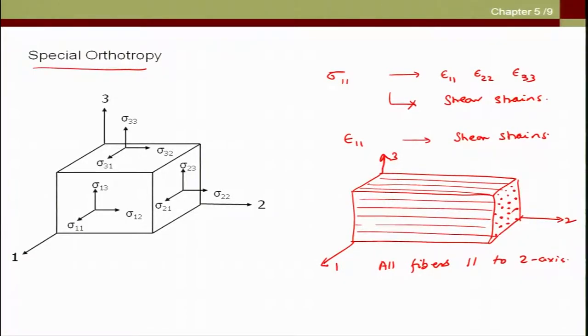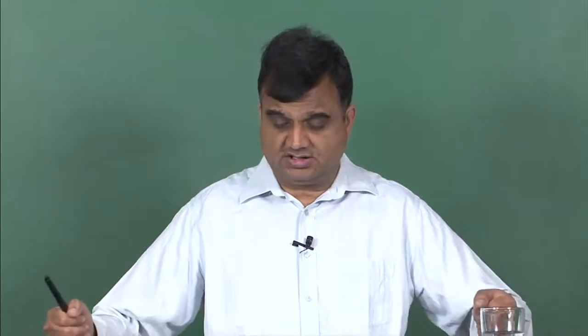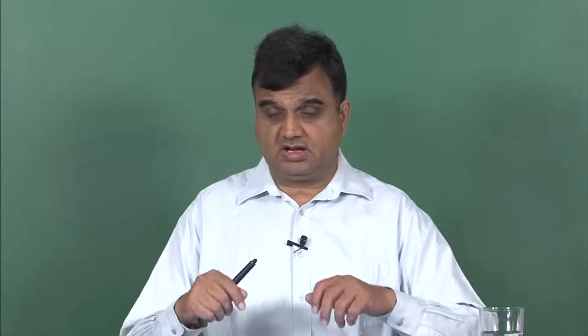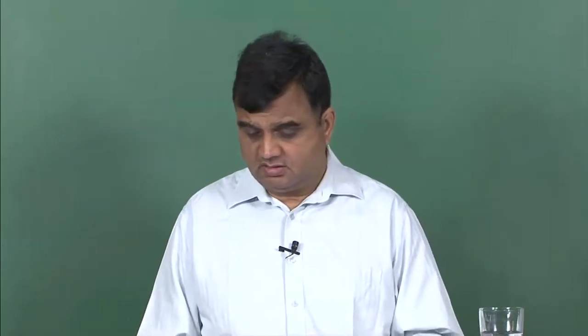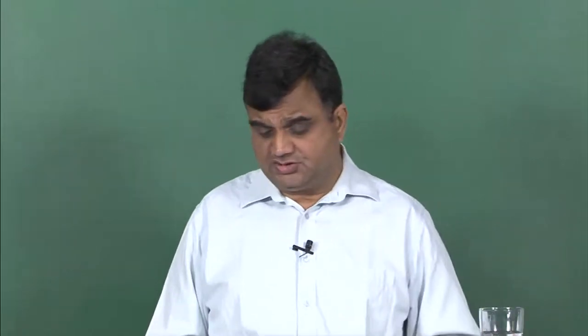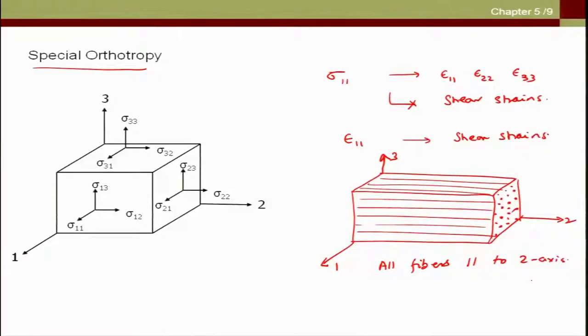This is the physical structure, and if I pull such a structure in the 2 direction, only in the length direction, there is no reason we should expect it to deform in shear, right? Physically, intuitively, that is what we would expect, and that is exactly what we see in actual experiments. So, if the fibers are aligned, with the material axis aligned to the 2 axis, then I will not see any coupling between extensional stresses and shear strains, and shear stresses and extensional strains related to the 2 direction.